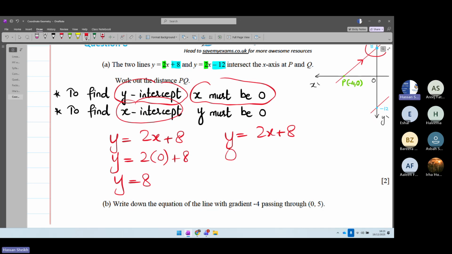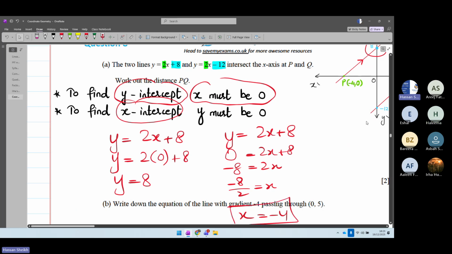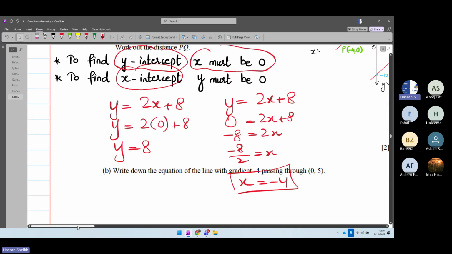We put y as 0. Y is equal to 0. So minus 8 equals 2x, and minus 8 over 2 equals x, and x equals minus 4. Do you understand how we got the x-intercept as minus 4 for this line?